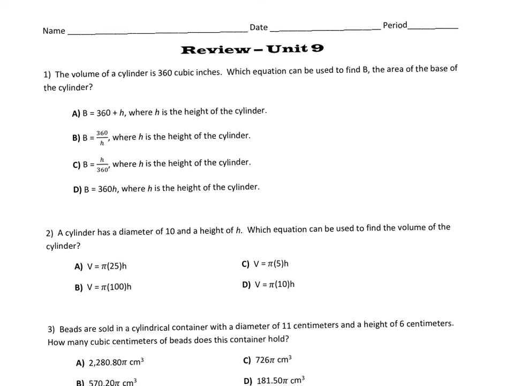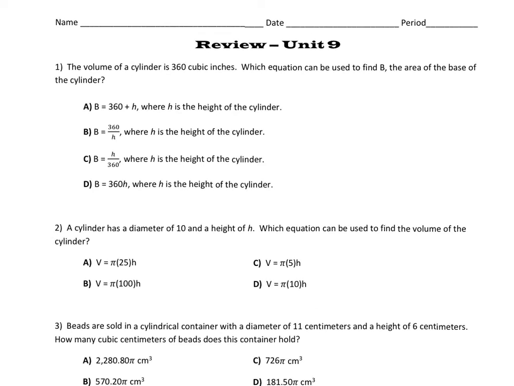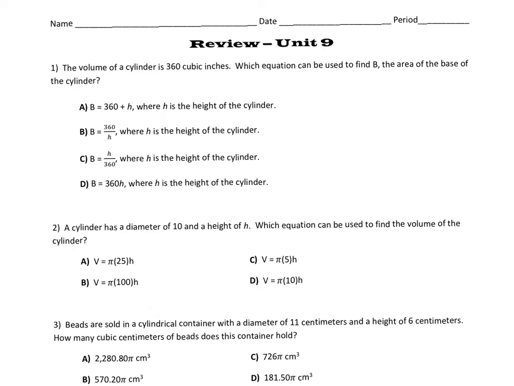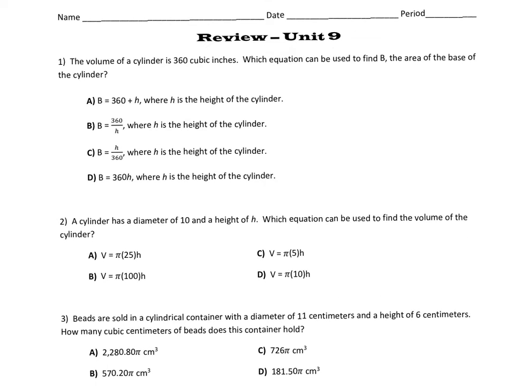Okay, so number 1, the volume of a cylinder is 360 cubic inches. Which equation can be used to find B, the area of the base of the cylinder? Well, volume of a cylinder is volume equals big B times H. So we know that the volume is 360. We don't know B or H, right?